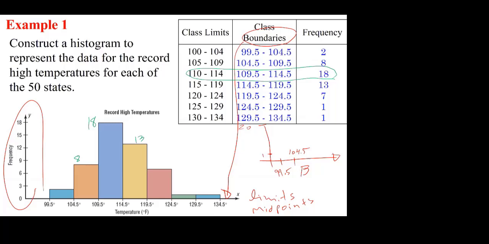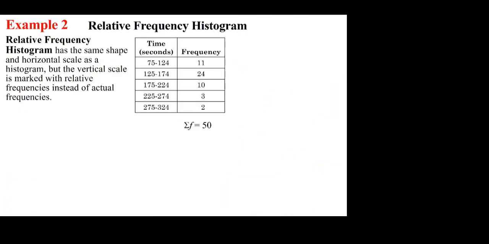So coming up with the histogram, bars are adjacent. The horizontal axis uses the boundaries. Vertical axis uses frequencies in this case. Relative frequency histogram, again, as I said, it works in the same manner. Coming up with the histogram for the given, it's really not a big deal.